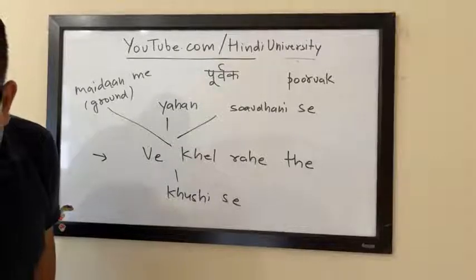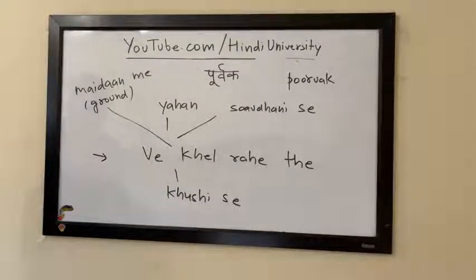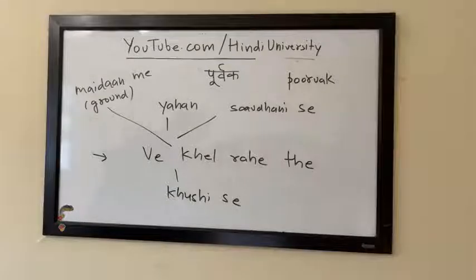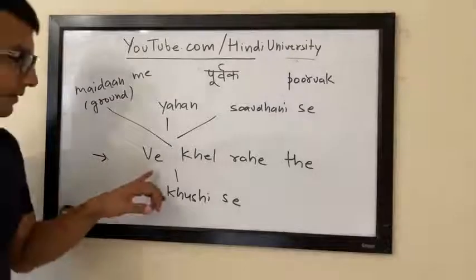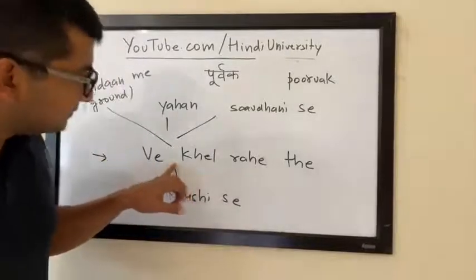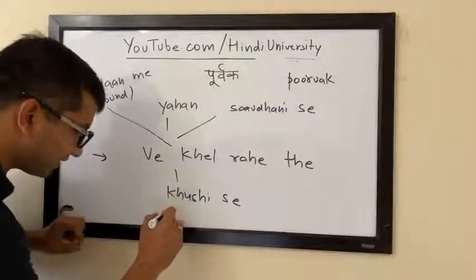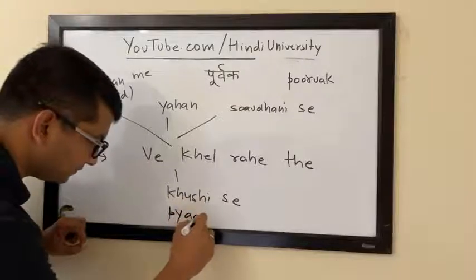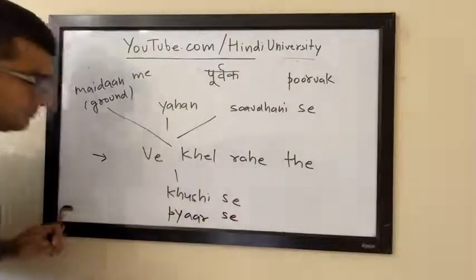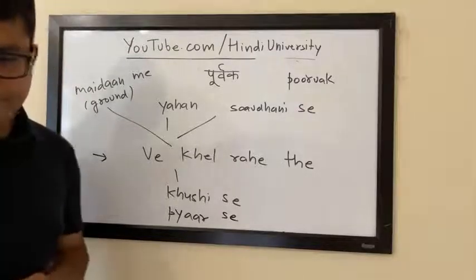Yes, Tisina ji, I think you have to unmute yourself. If not, while we're waiting for you, Vidya ji, you want to try it out? प्यार से खेल रहे थे. So just like खुशी से, you said प्यार से. And what does it mean? Lovingly. Very good. Yes, lovingly. Awesome.